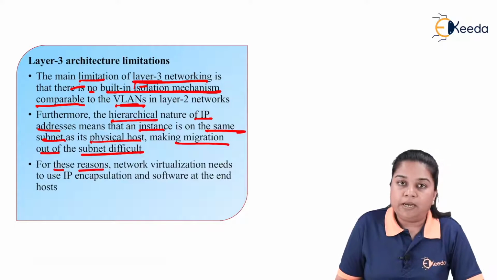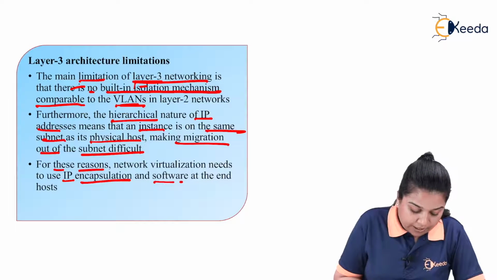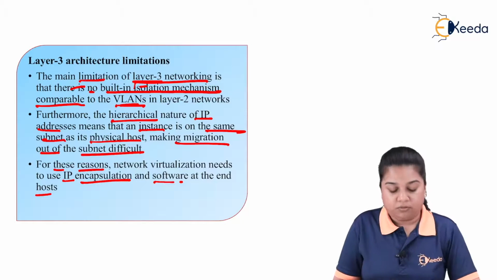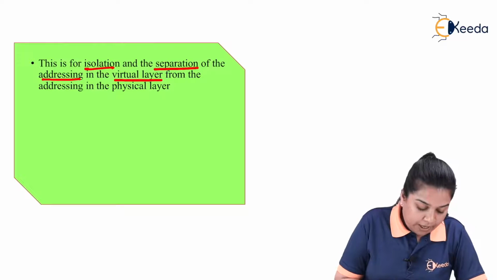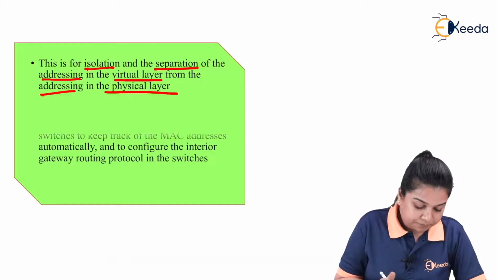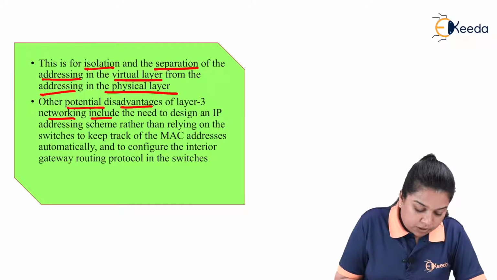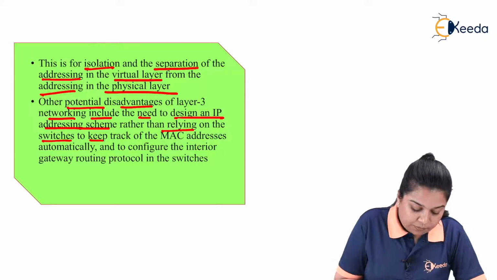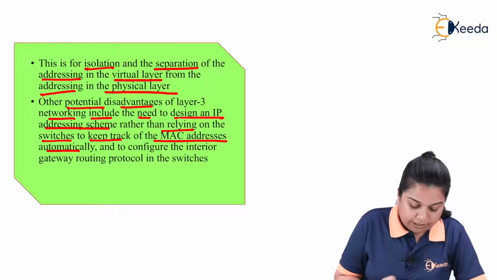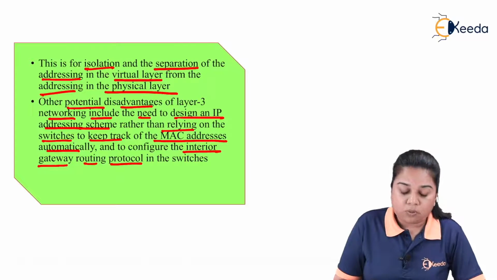For these reasons, network virtualization needs to use IP encapsulation and software at the end host. This is for isolation and the separation of the addressing in the virtual layer from the addressing in the physical layer. Other potential disadvantages of layer 3 networking include the need to design an IP addressing scheme rather than relying on the switches to keep track of the MAC addresses automatically, and to configure the interior gateway routing protocol in the switches.